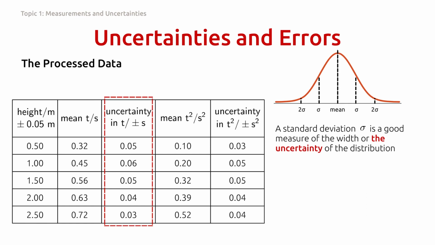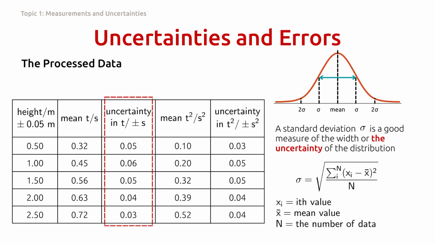This may sound complicated, but this number squared is just the average of how each data differs from the mean value. Therefore, a standard deviation sigma is a good measure of the width of the distribution, or the uncertainty of the distribution. This is simply the uncertainty associated with a set of measurements or data values. And sigma is given by this formula.